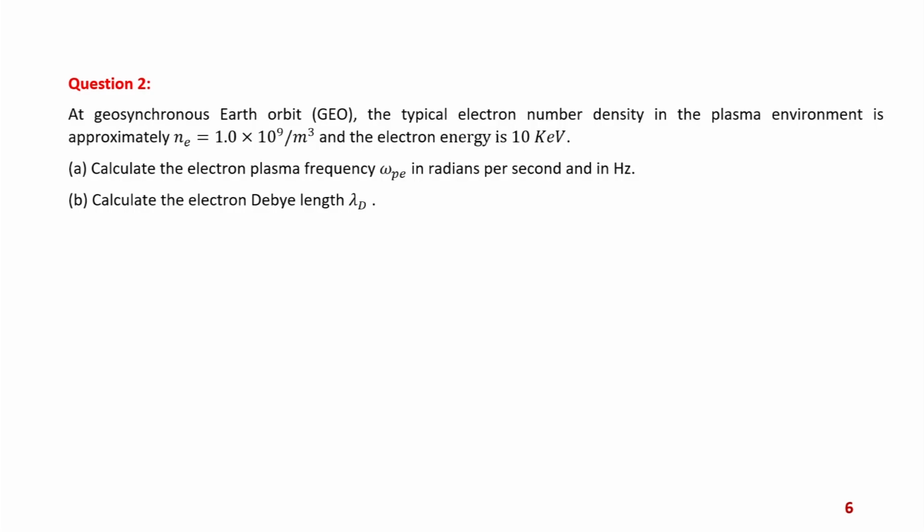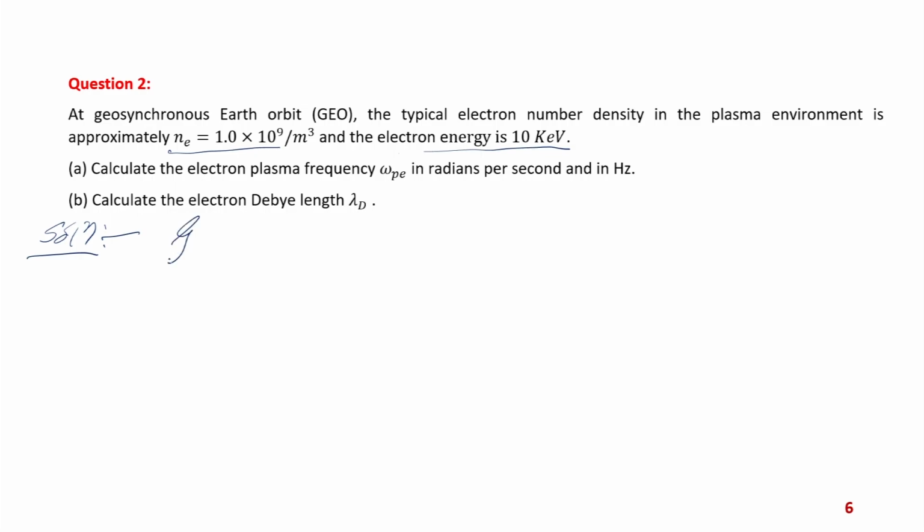Now, the next question is, it is in a geosynchronous earth orbit. The typical electron number density in the plasma environment is given by this figure, and then the electron energy is this. Then you have to calculate the plasma frequency, and you have to calculate the Debye length. So, for that you need to know the formula for the plasma frequency and the Debye length. Here, we will solve it. Solution.